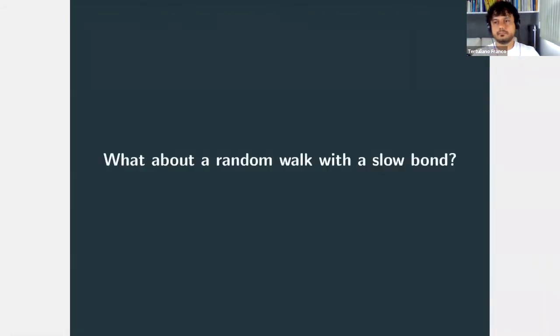So far I have spoken about particle systems, but what about a single particle? To our surprise, we searched in the literature for the limit of a random walk with a slow bond, and we couldn't find anything. So let's speak now about the random walk with a slow bond, which is the exclusion process with a single particle.